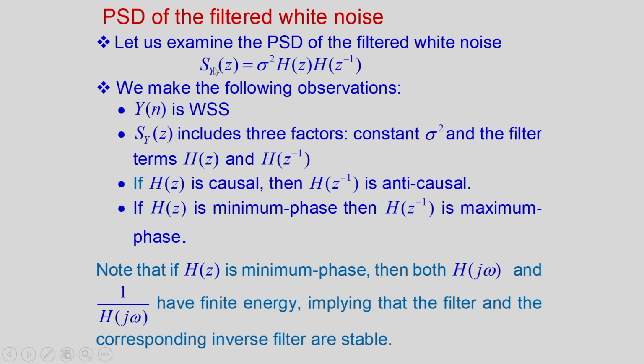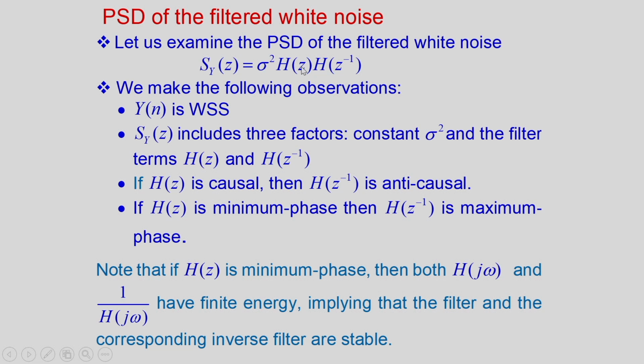Let us examine the PSD of the filtered white noise. What we have? Sy(z) is equal to sigma square into H(z) into H(z inverse). So, it has 3 components. We make the following observations because, as already said, the autocorrelation function of y is a function of m only, therefore, Yn is WSS. Sy(z) includes 3 factors, constant sigma square and the filter terms H(z) and H(z inverse).